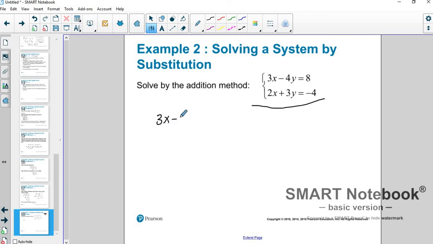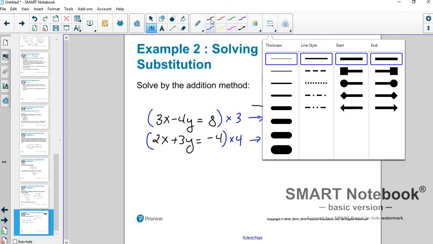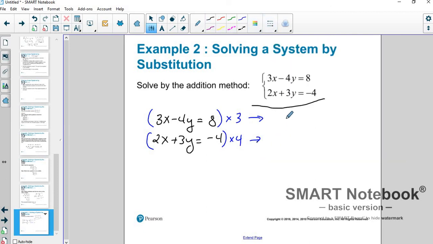Alright, so in this case, there are no common factors between the x's or the y's. And so therefore, I'm going to multiply, if I want to get rid of the y because they have opposite signs, I'm going to multiply by 3. 3 times negative 4 is negative 12. If I multiply by 4, 4 times 3 is 12. And so if I multiply those out, I end up with 9x minus 12y equals 24, and 8x plus 12y equals negative 16. Multiply, distribute all the way through.